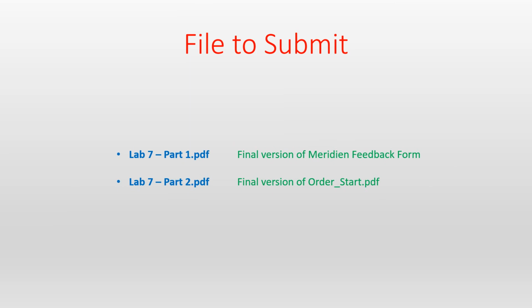The files you'll be submitting on this exercise, there'll be 2 of them. Of course, as usual, your first name, last name. This is going to be Lab 7, Parts 1 and 2. First one will be the final version of the Meridian feedback form that you've done, and then the second one will be the final version of the Order Start PDF form.